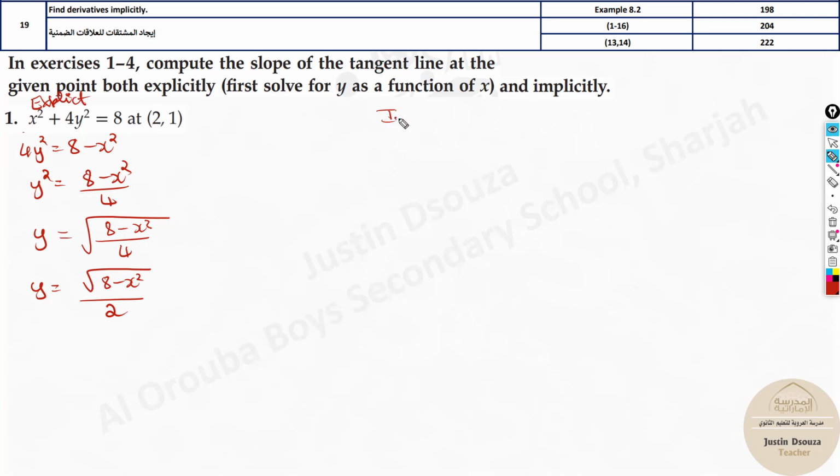Now if it's implicit, what happens is we just apply the derivative on both the sides. Say x squared plus 4y squared equals 8.